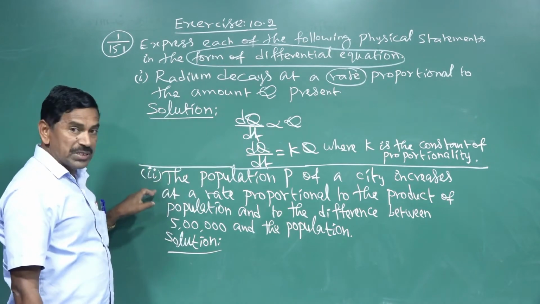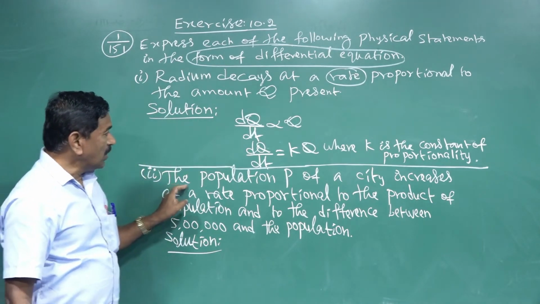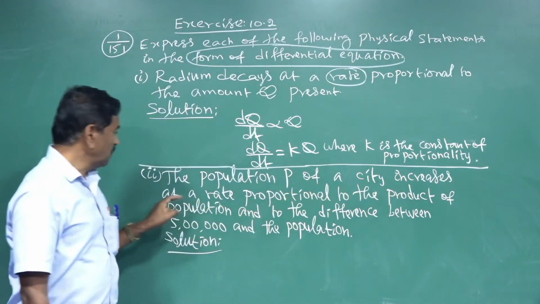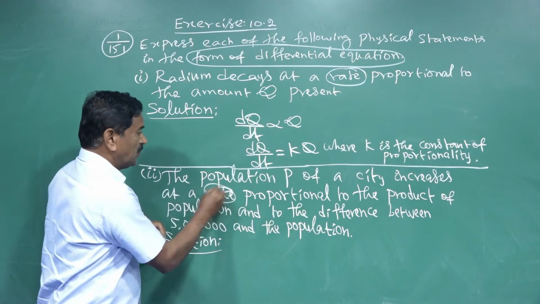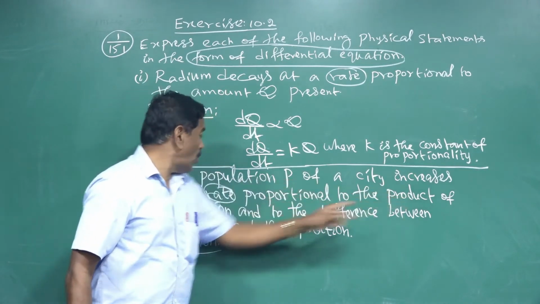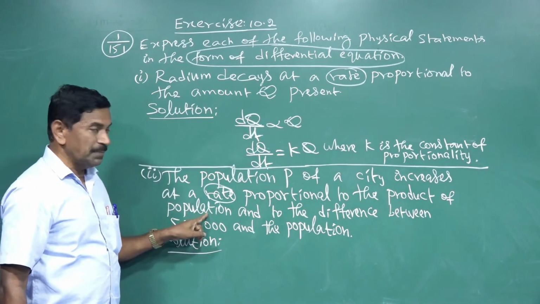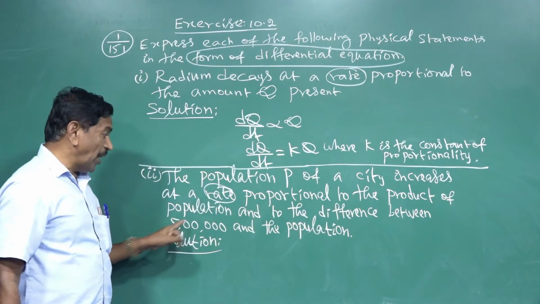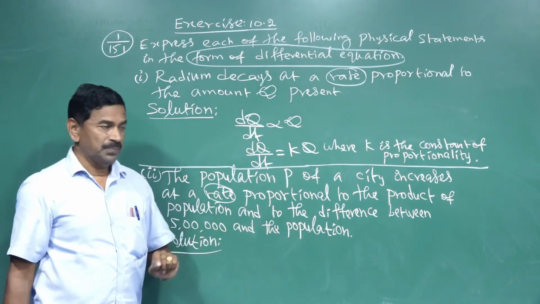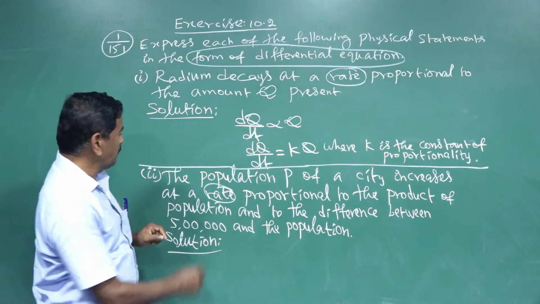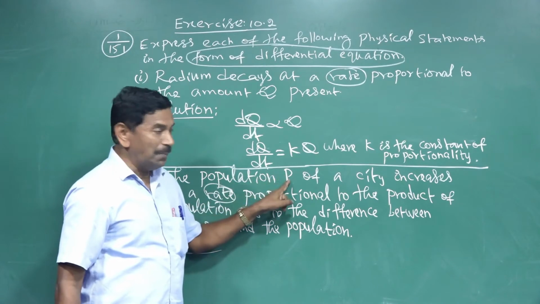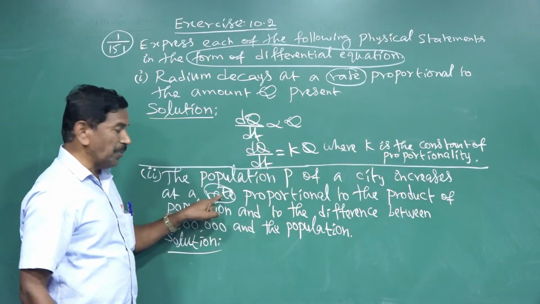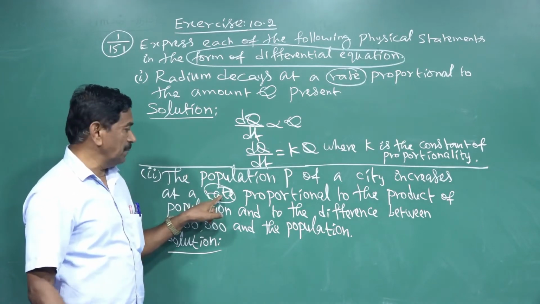Now come to subdivision 2. Subdivision 2 is: the population P of a city increases at a rate proportional to the product of the population and the difference between 5 lakhs and the population. Listen, the keyword is, the population capital P of a city increases at a rate. Rate means differentiate with respect to time t.